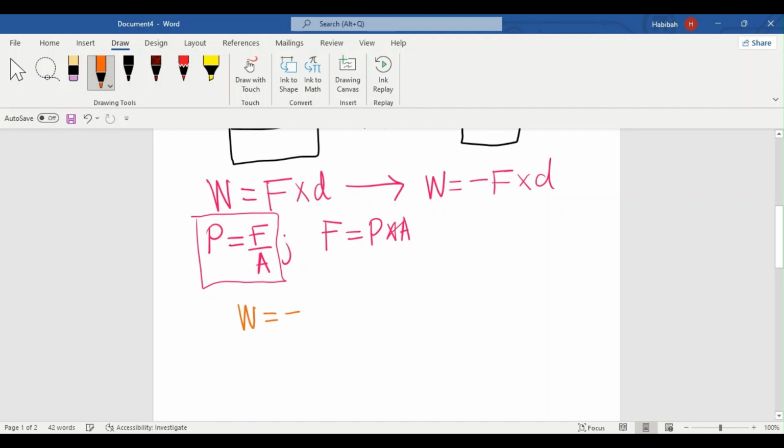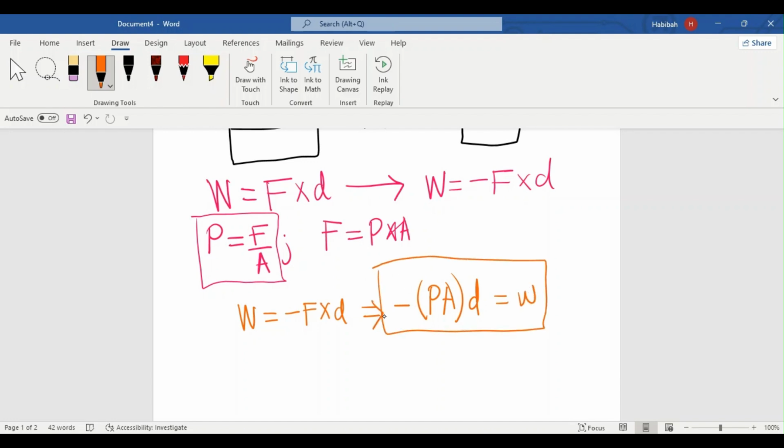Work, which is negative force times distance, is now going to be negative pressure times area times distance. So work equals negative pressure times area times distance. One thing you have to know is that I'm rewriting this with area and distance in a bracket just because they have similar units, and you're going to see the reason why in a second.